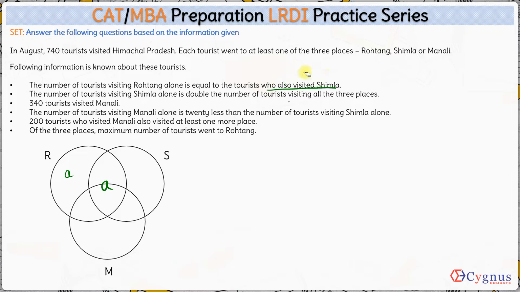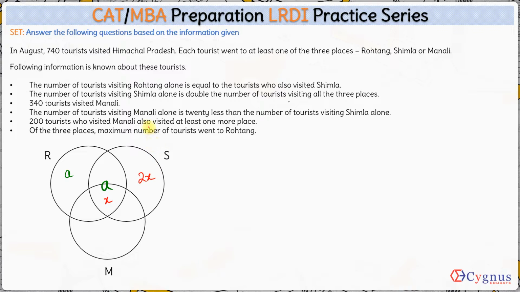Next, look at the next point. The number of tourists visiting Shimla alone is double the number of tourists visiting all the three places. If the number of people who have visited all the three places is, let's say, X, then the number of people who have visited Shimla alone is 2X. This is 2X over here.